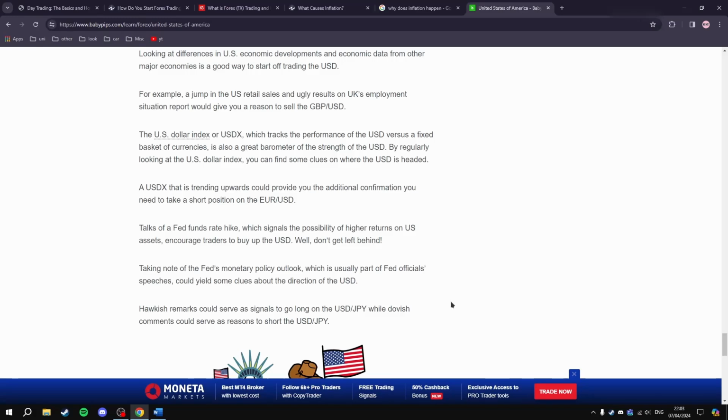For example, a jump in the US retail sales and ugly results on the UK's employment situation report give you a reason to sell the GBP/USD. The US dollar or USDX. So this will give you a reason to sell. Let me just think that through, how that works.